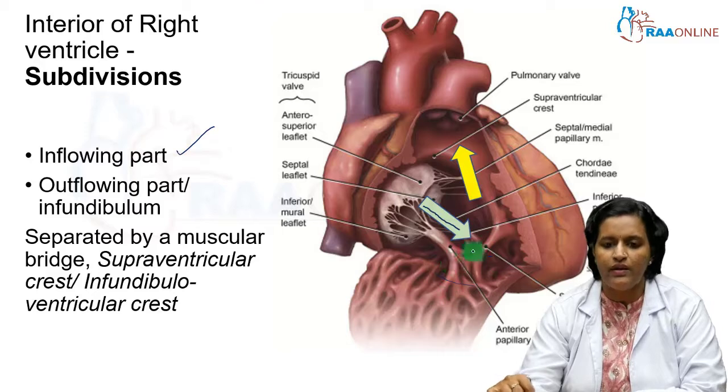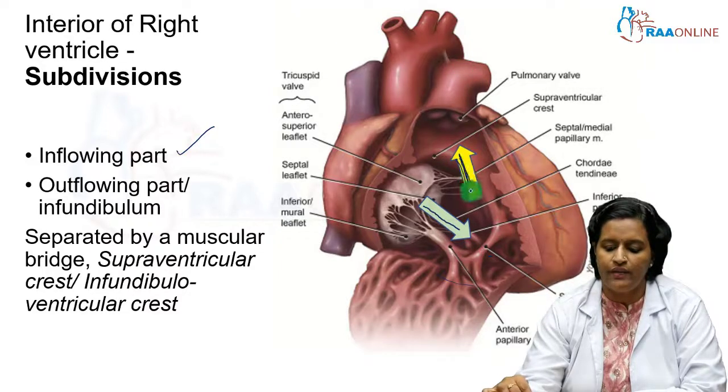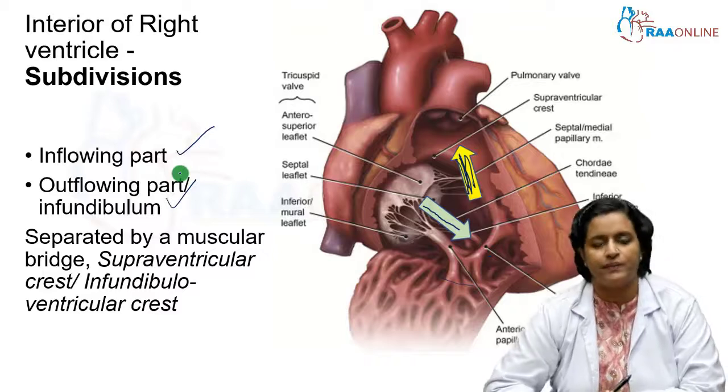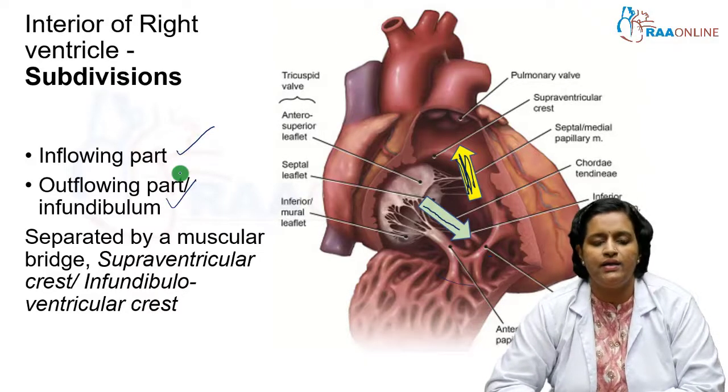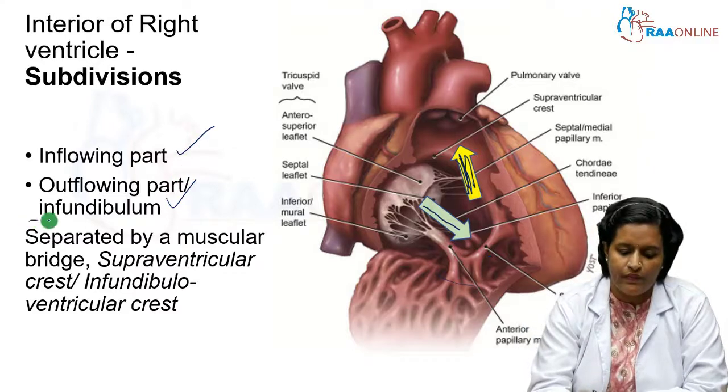During systole, when the ventricles contract, blood in the right ventricle is pushed out through the pulmonary trunk. So this is the direction of blood flow through the pulmonary trunk. This part of the ventricle, along which the blood is pushed out, is called the outflowing part of the right ventricle. The outflowing part is otherwise known as the infundibulum.